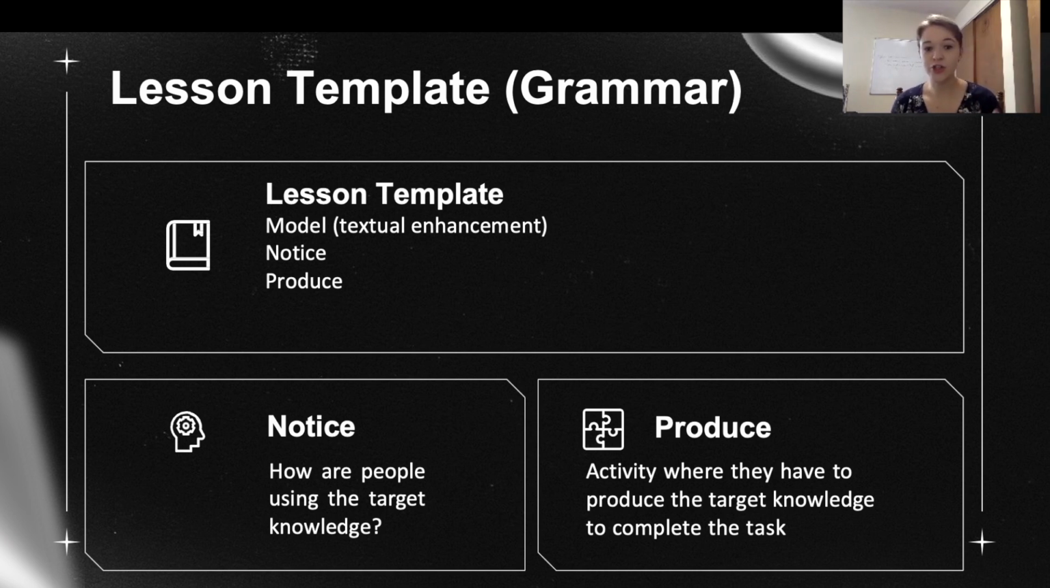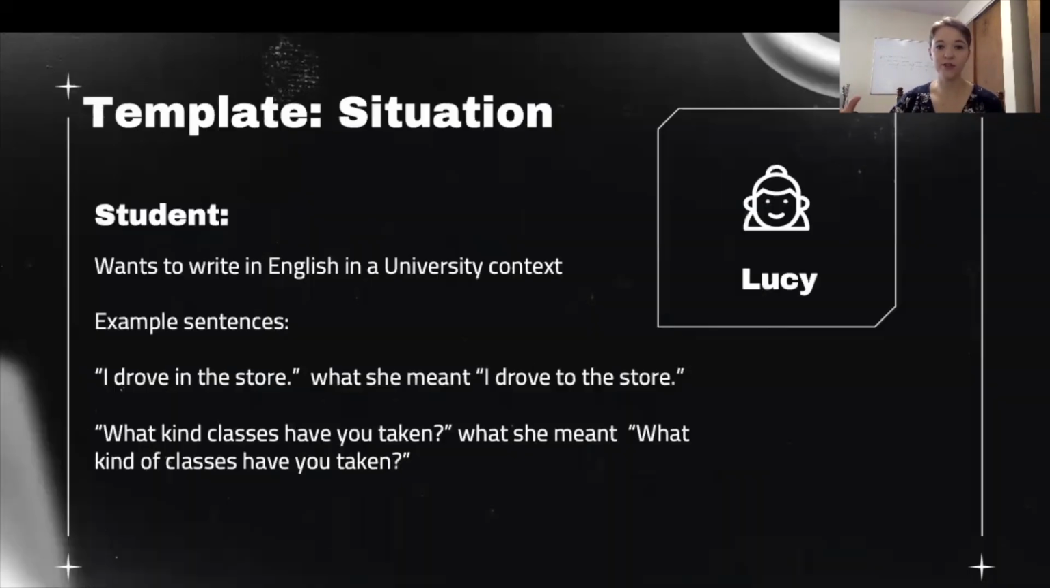But as I mentioned, notice, we want our students to ask, how are people using this target knowledge? Again, that's whatever we're teaching, whatever we want the students to focus on, aim at, the target knowledge. And we want them to produce. So this is an activity where they have to produce the target knowledge to complete the task. And again, I'm going to demonstrate this. So let's get into it.